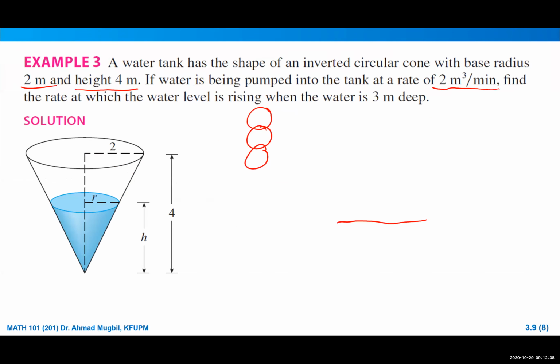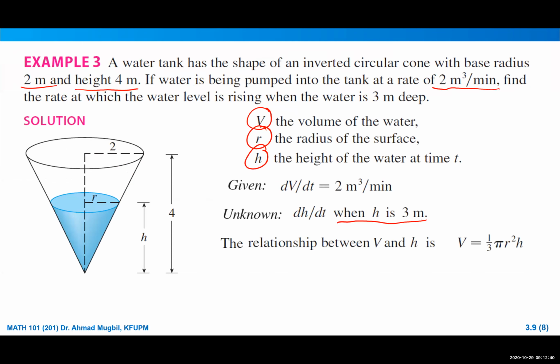So here we are. This is the relationship between V and H, and R, of course. It should be mentioned here. So here V is a function of two variables now. Is R here? H is a constant? No, it changes with time. What about R? Is R a constant or does it change with time? No, R changes with time.